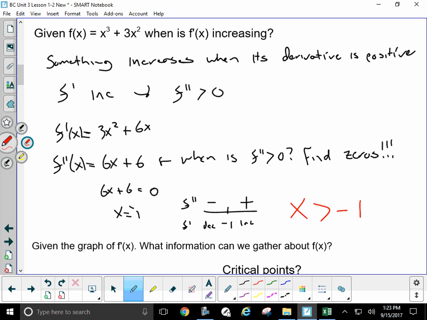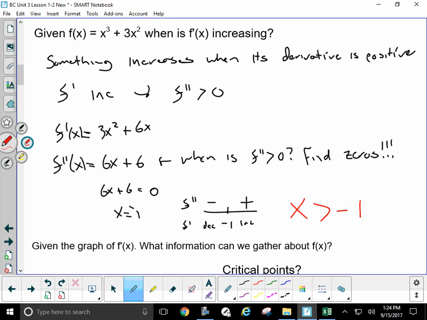Okay. So here's the key. Something increases, like I told you before, when its derivative is positive. If you're asked when is f prime increasing, you need to figure out when the second derivative is positive. So you need to take the derivative and its derivative. Find out when this is positive. How do you figure out when something's positive? Find the zeros. Around your zeros, the signs will all be the same, positives or negatives. There's one zero at -1. To the left of -1, I'm negative. To the right of -1, I'm positive, which means f prime goes from decreasing to increasing. F prime is increasing when x is greater than -1.